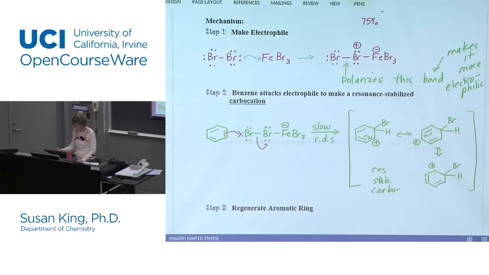And in the last step, we're going to regenerate the aromatic ring by doing an E1 reaction. We'll do that next time.